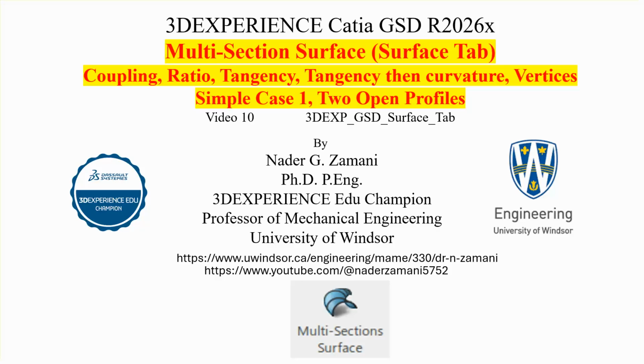The icon that we're going to discuss is multi-section surface, and I'm spending quite a bit of time on this because it's one of the more complicated icons with lots of options and scenarios within the GSD of 3D Experience CATIA. The particular example that I'm going to do involves a simple case of two open profiles. And in it, I will talk about the options that you've got for coupling, namely the ratio, tangency, then curvature, and vertices.